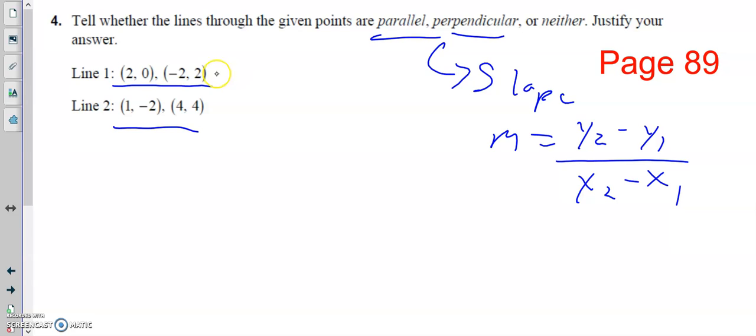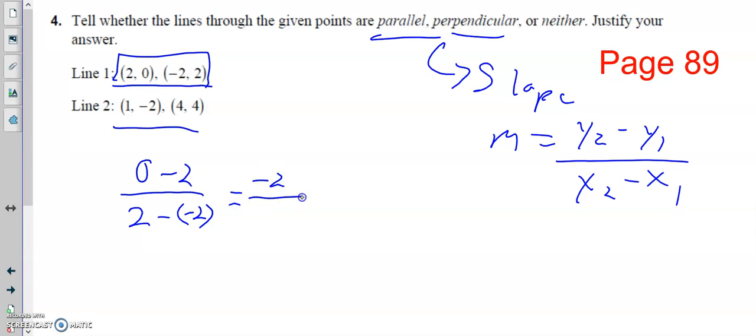So, using these two first for L1, let's go ahead and find the slope of line 1. I'm going to do 0 minus 2 over 2 minus negative 2. I get negative 2 over 2 plus 2 is 4, reduce it to negative 1/2. So that is the slope. Let's call it M1, negative 1/2.